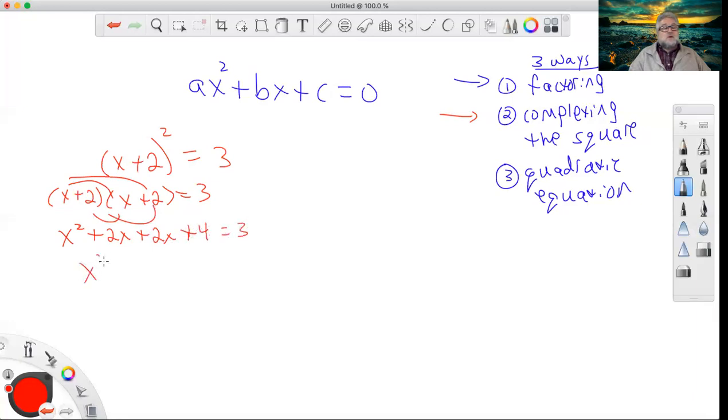So x squared plus 4x plus 4 equals 3. Now I'll subtract 3 from both sides. X squared plus 4x plus 1. And what are the factors of 1? Well, it's 1, 1, -1, and -1. None of these add up to give us a 4. We can't factor this. So that means we'd have to use the quadratic equation or something.